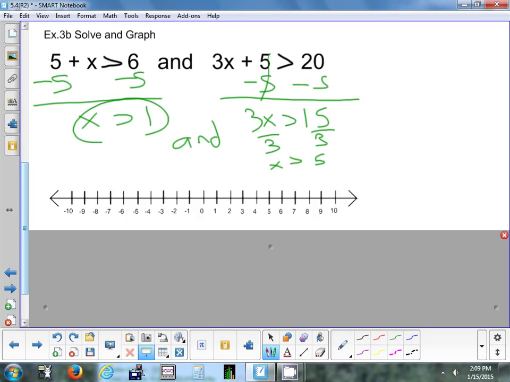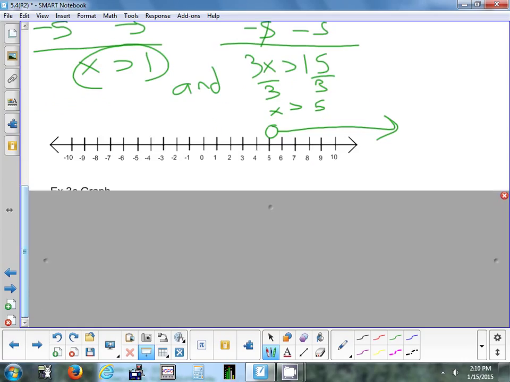So I got one going from the open circle at 1, going this way. Open circle at 5, going this way. They're both going in the same direction, correct? Graph the shorter line, which would be open circle here, going that way. I want to graph the shorter line in that situation. One more thing, then we're done for this part.